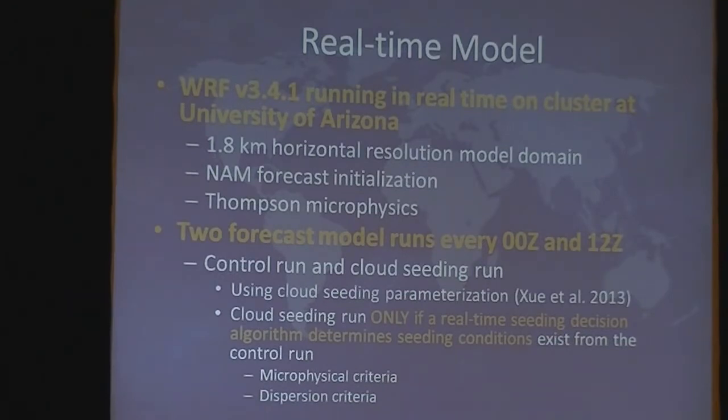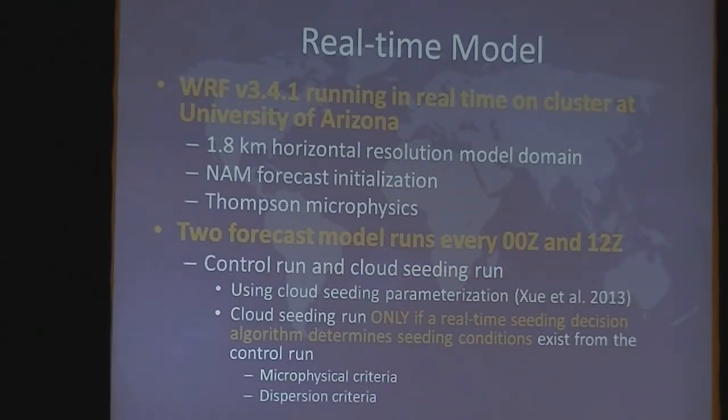So the model is run every 12 hours, 0Z and 12Z. We do have a control run all the time, running every 12 hours. And from that control run, where there's no seeding implemented, we determine if seeding conditions are optimal with an automatic real-time seeding decision algorithm. And so if the seeding conditions are optimal, then we run a second forecast run every 12 hours at those given times, either 0Z or 12Z, with the seeding implemented.